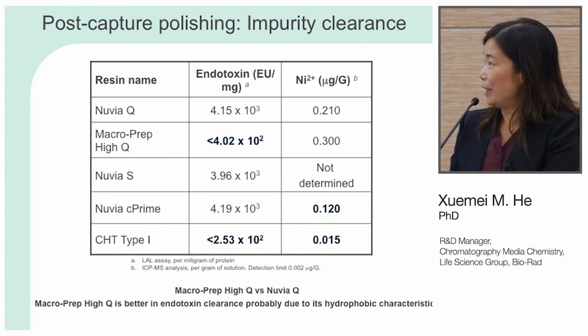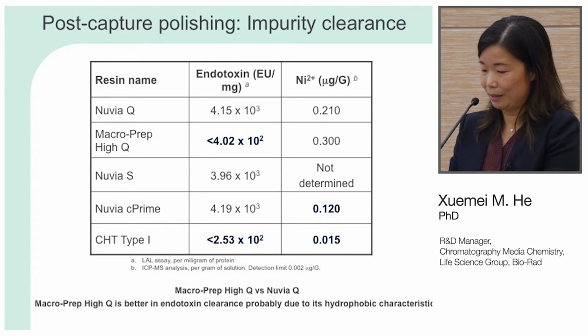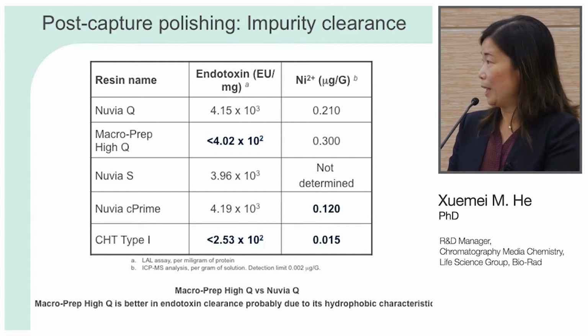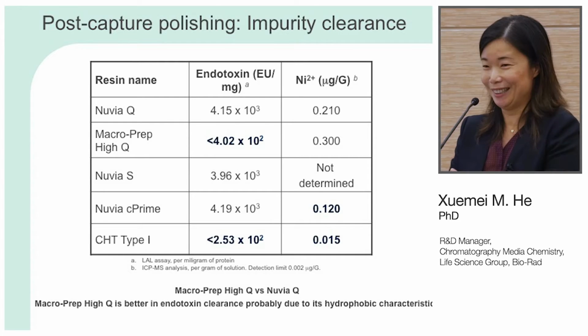As you can see for the endotoxin, we did see a better clearance, maybe 1 order, or slightly more than that, because the dilution was not exactly perfect. So we saw that the MacroPrep High Q gave better endotoxin clearance. And then for the Nuvia C Prime versus Nuvia S, similar endotoxin clearance. On the other hand, we have data not shown here that the Nuvia C Prime has better HCP clearance efficiency. And we also like the fact that it removes nickel better than the Q resins, as we all understand it.